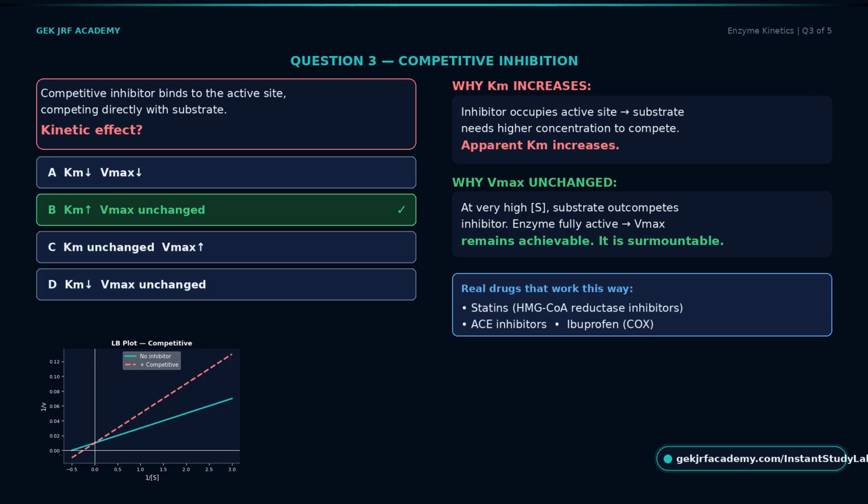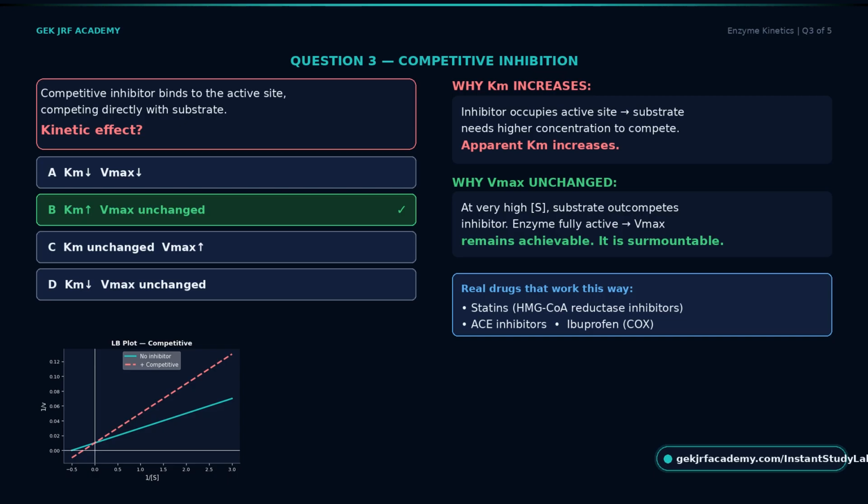Option A, Km decreases, Vmax decreases. Option B, Km increases, Vmax unchanged. Option C, Km unchanged, Vmax increases. Option D, Km decreases, Vmax unchanged.